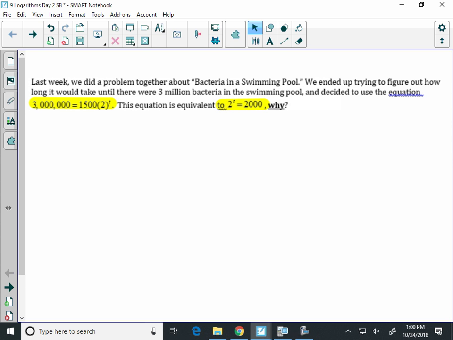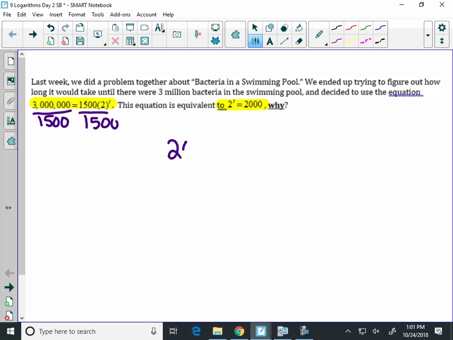All right, how can I get from this left equation to this right equation? What would you do, Rachel? Divide by 1,500. So at least you could do that. I mean, that part's not new. And you can take my word for it that 3 million divided by 1,500 is 2,000. So once you divide, you get 2,000 equals 2 to the t.